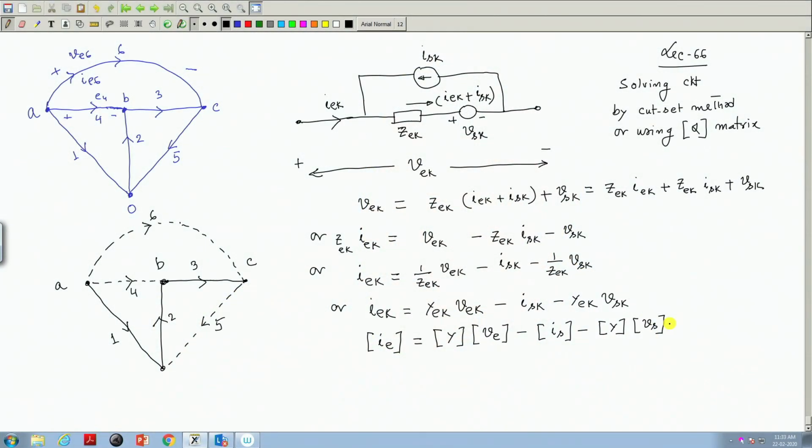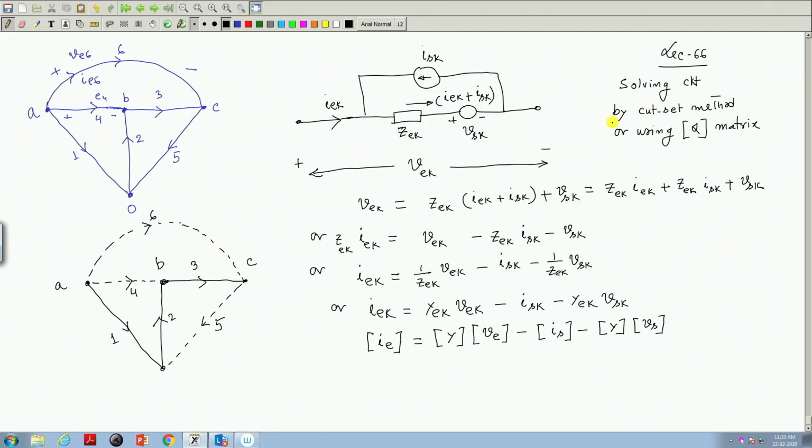Lecture on network analysis. In my last two lectures I told you how to solve a network problem using graph theory, and used two methods. One is the nodal method, where the target was to calculate the node voltages, and another was the loop analysis method, where the target was to find out the fundamental loop currents.